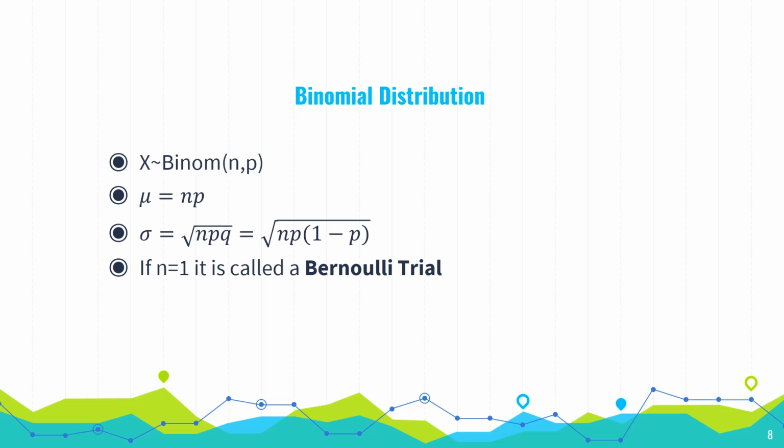So we have the mean, or the expected value of a binomial, is n times p. That's the one little formula that's useful. And the standard deviation is going to be the square root of n times p times q, also known as n times p times 1 minus p. And as a little side note, if n is equal to 1, this is called a Bernoulli trial. That's like flipping a weighted coin one time only.